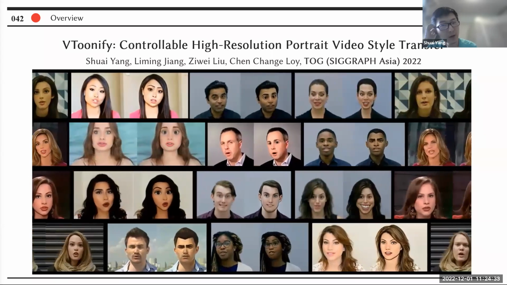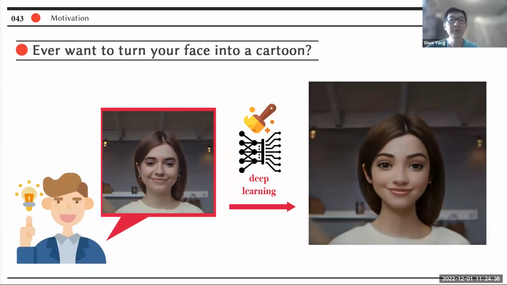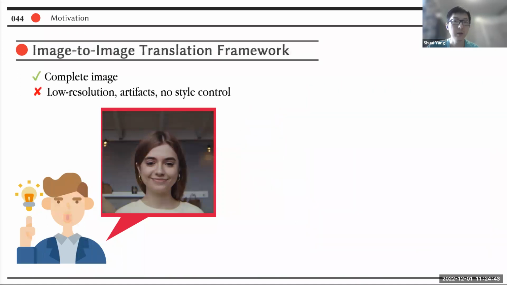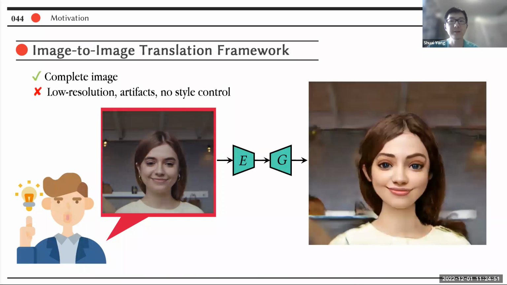So let's first recapitulate the two deep learning frameworks for face toonification. One popular framework is image-to-image translation. It learns to map the input face to a cartoon face through a fully convolutional encoder-generator architecture, which has fewer restrictions on the image resolution and the face positions, which is good for video style transfer. But training from scratch, it suffers from limited image resolution and many artifacts.